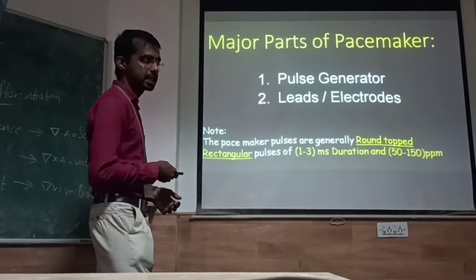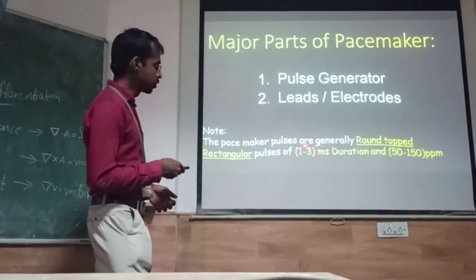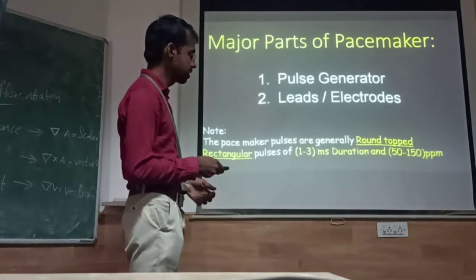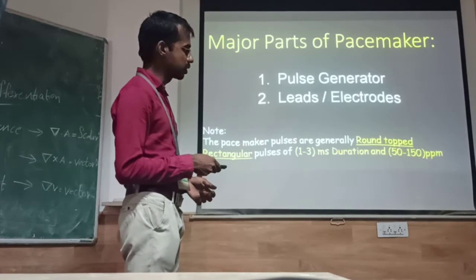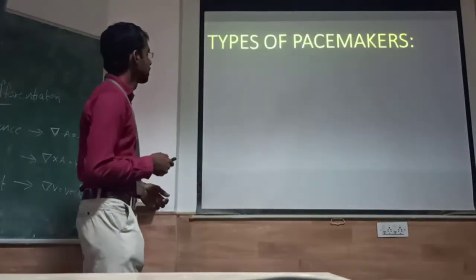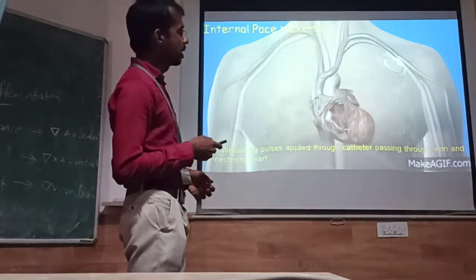Now for the technical details. The pulse is a round top rectangular pulse. Its duration is about 1 to 3 milliseconds, depending upon the person, so it is in that range. The rate, or frequency, is 50 to 150 pulses per minute. There are two types of pacemaker. We have seen the first one, and today we will see the internal pacemaker.